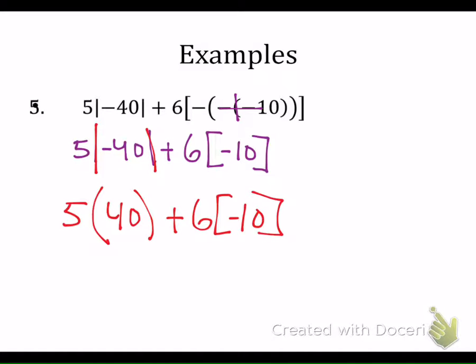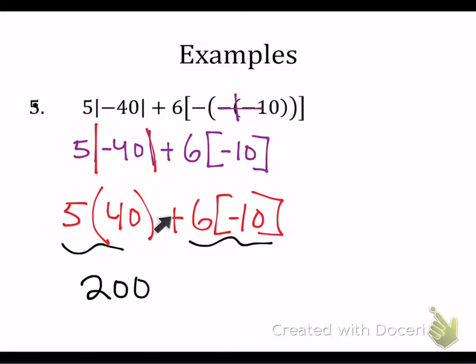Okay, and now inside any grouping symbols, there's nothing else I need to worry about. So I can go ahead and multiply and divide from left to right. I'm actually going to do these on the same line because they're not affecting each other. There's a plus sign in the middle. So I will start with 5 times 40, so that's 200.